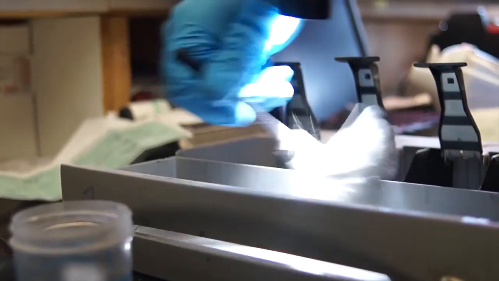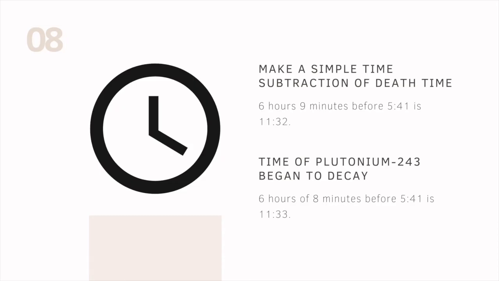And the most important one, let's make a simple time subtraction of the death time. So the victim was killed 6 hours 9 minutes before 5:41, which is 11:32 p.m., and the time the plutonium-243 began to decay was 1 minute after, at 11:33 p.m. There must be some sort of relation between these numbers. I can make an assumption that they had a fight before dropping the disc.